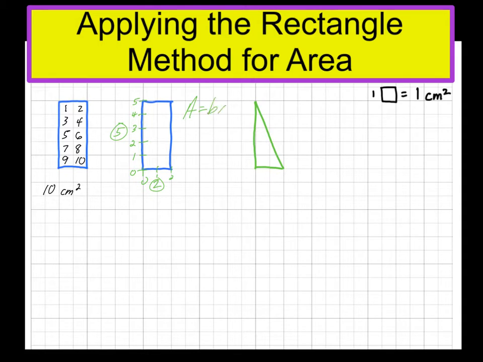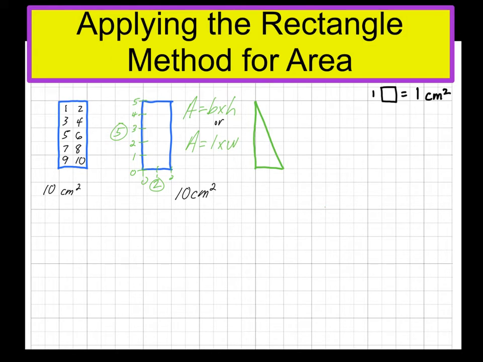So the area formula: area equals base times height, or area equals length times width. Both formulas are the same. They mean the same thing. And we multiply 5 times 2 is 10 centimeters squared. Very nice. So now let's move over and look at our triangle.